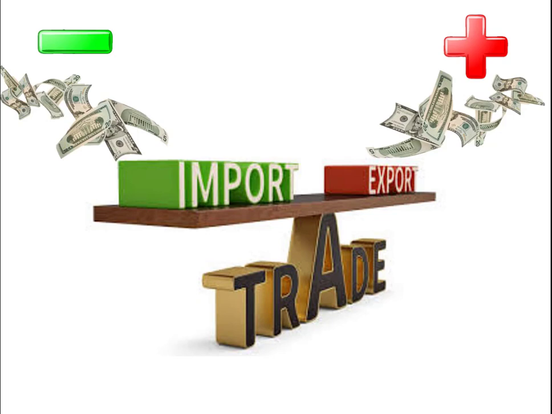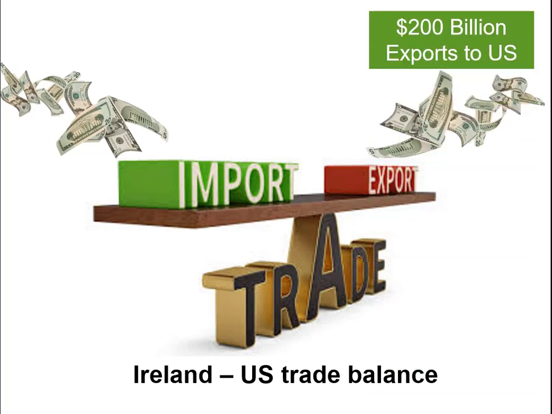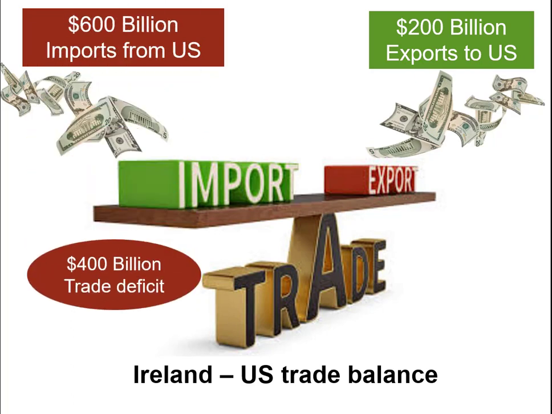I'm going to give you an example here to help illustrate this trade deficit. Remember, if a country imports more than it exports, its balance of trade is negative, and that's not what we really want, because that's what's known as a trade deficit. So in this representation, we're going to talk about an Ireland and United States trade balance of goods. In this example, we're going to say that we have $200 billion in exports to the U.S. from Ireland, and then Ireland is importing $600 billion from the United States.